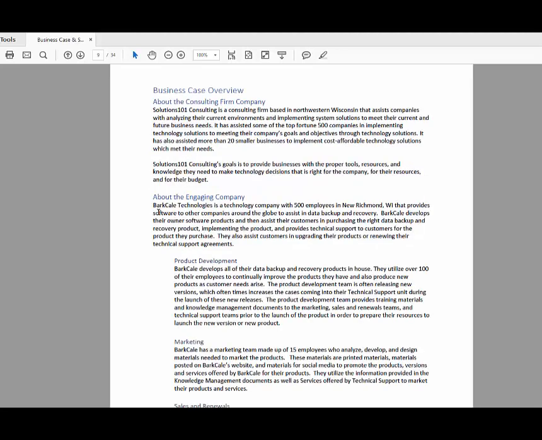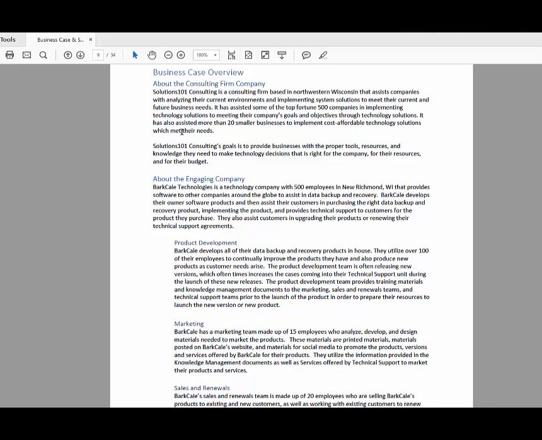You'll also be asked to put together a business case overview. Your group will be acting as a consulting firm that's engaging a company to build a CRM solution for them. There should be a section about the consulting firm, which will be your group, which talks about what your consulting firm is, what you do, what services you offer, and what your company goals are.